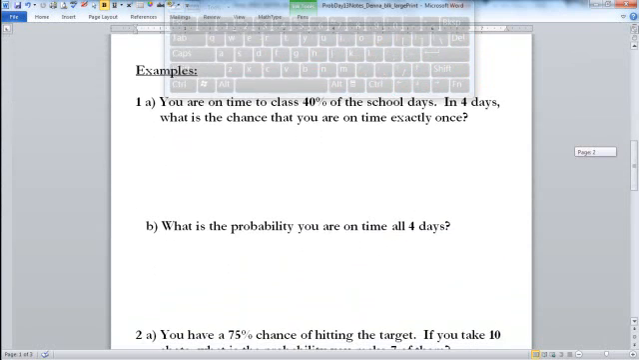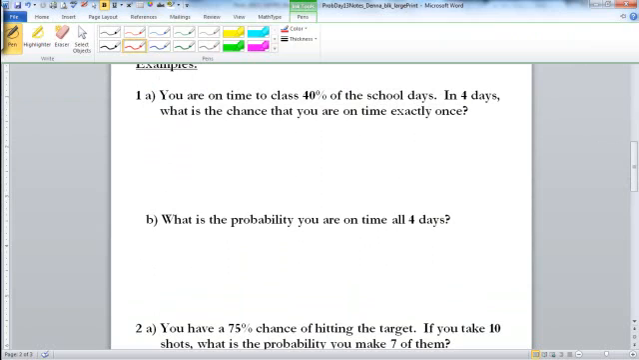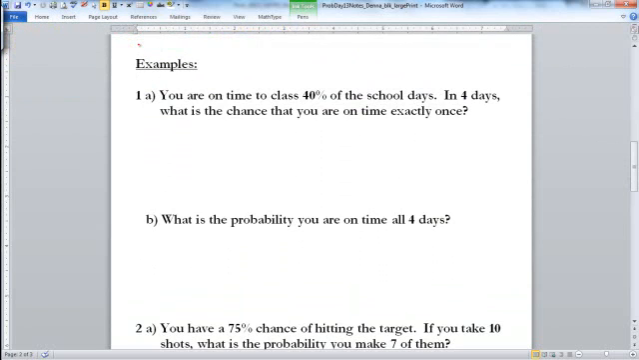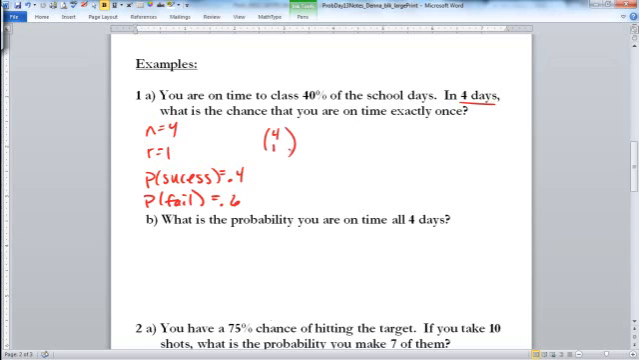Alright, so let's see how this plays out. In our first example, you are on time to class 40% of school days. In 4 days' time, what is the chance that you are on time exactly once? So in this case, since we are talking about 4 days, we would say that n equals 4. We would say that r equals 1 because that's the number of successes that we want. And the probability of a success is 0.4. Therefore, the probability of a fail, or being late, would be 0.6. So then I would say 4 choose 1, my n choose r, times probability of success, 0.4 to the 1 power, times probability of failure, 0.6 to the 3rd power. Then we would go ahead and multiply this out, and we get 0.346.